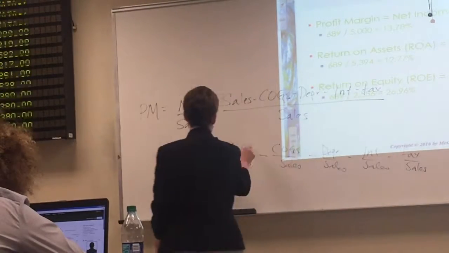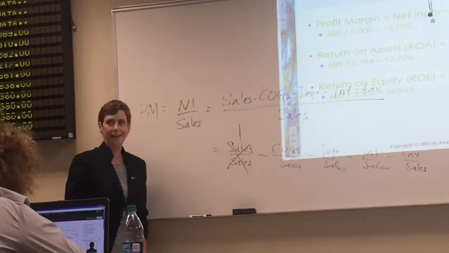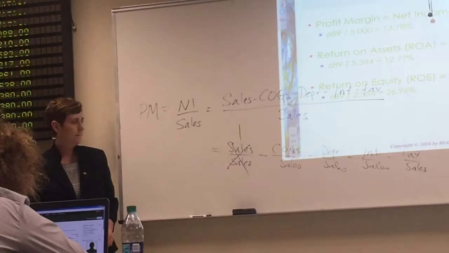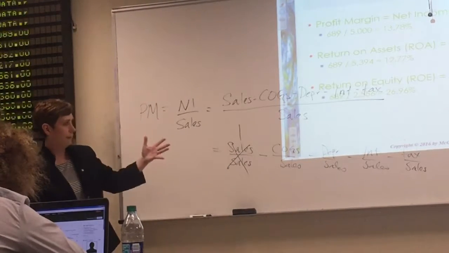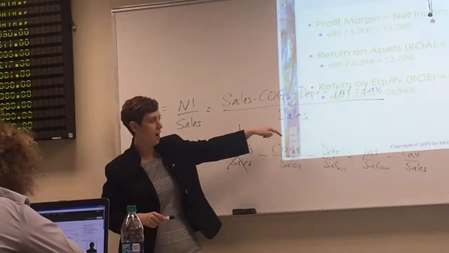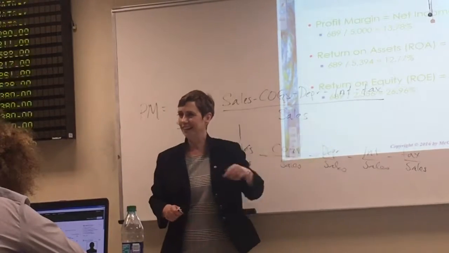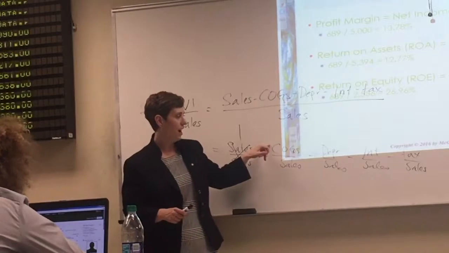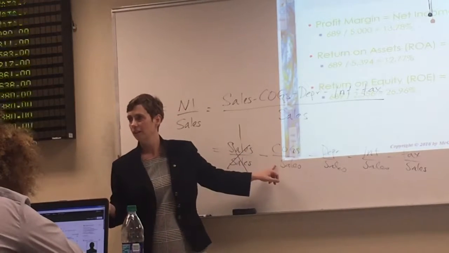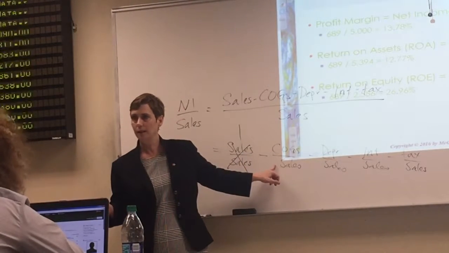All right, notice this guy falls out to 1, right? And all of a sudden, this profit margin is about a bunch of costs. And it's the percentage of the cost relative to your sales. Does that make sense to everyone?